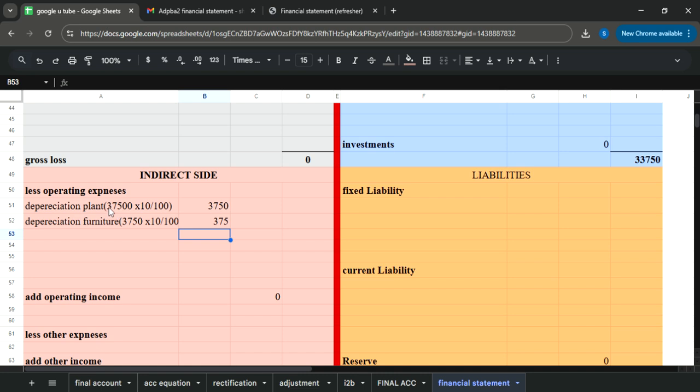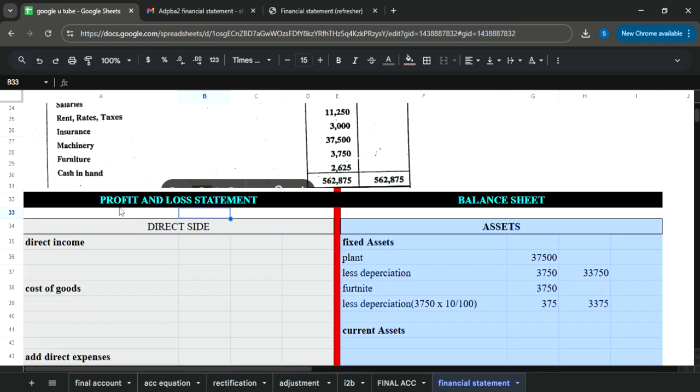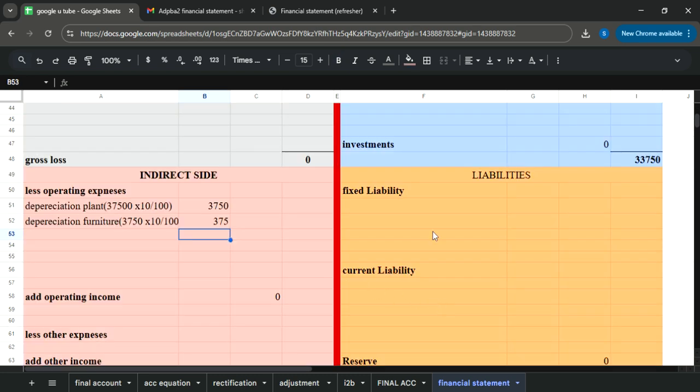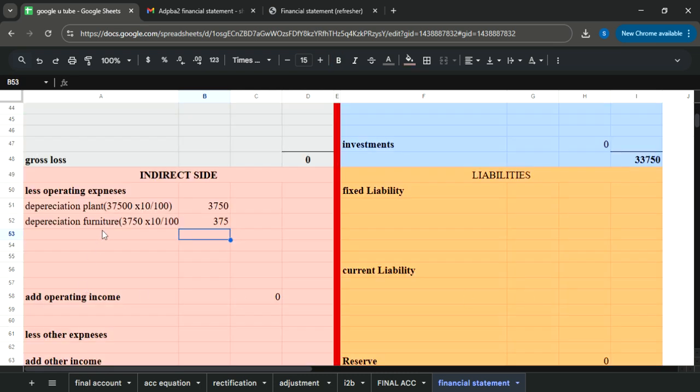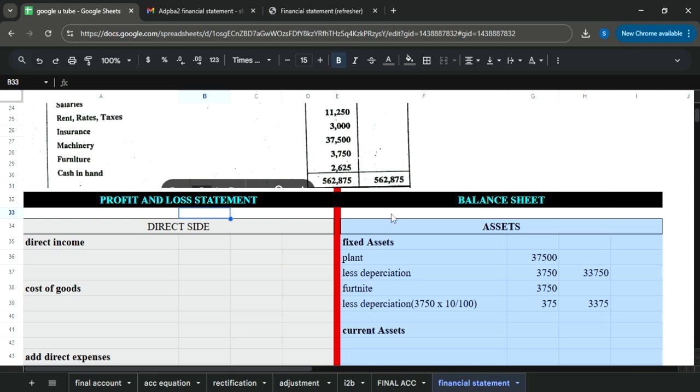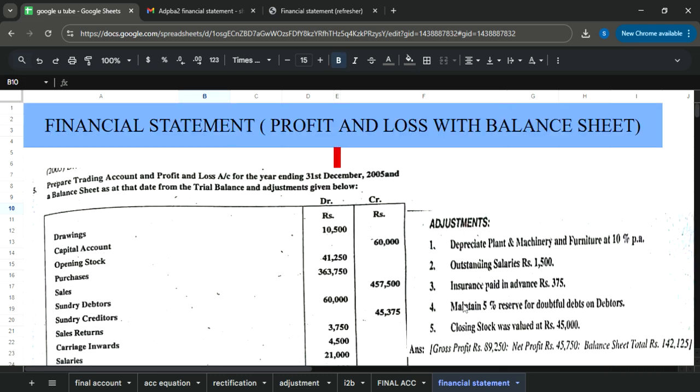Okay, one more thing. In plant, you calculated depreciation first on the indirect side and then you subtracted. While here, in the case of furniture, I calculated the asset side first and then I came back to the furniture side. So it doesn't matter: if you want to complete your calculation on the indirect side first, you can. If you want to do your calculation regarding the asset side first, you can. So both are okay for you.